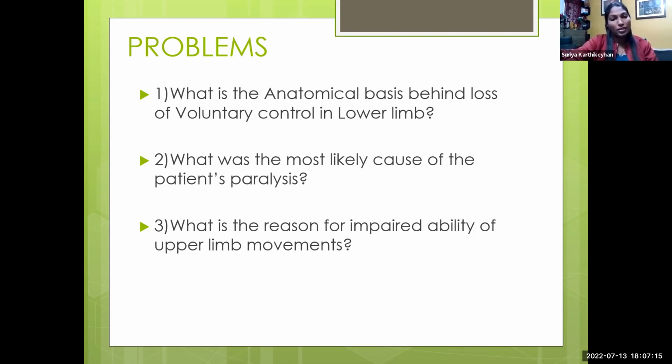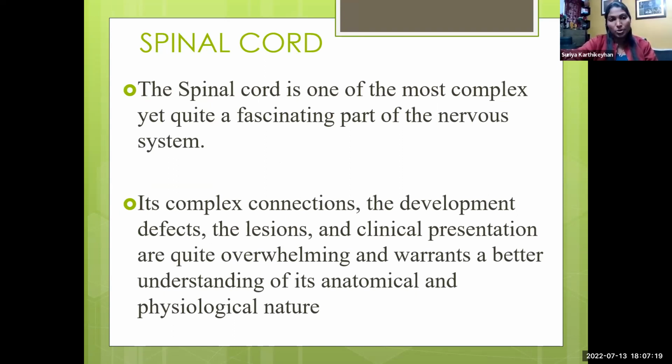At the end of this session, you'll be getting answers to all these questions. So I'm moving on to the topic proper, a small introduction on the spinal cord. It is one of the most complex yet quite fascinating parts of the nervous system. It is a complex structure, but it is very fascinating to know about the spinal cord. Its complex connections, the developmental defects, the lesions, and the clinical presentations are quite overwhelming.